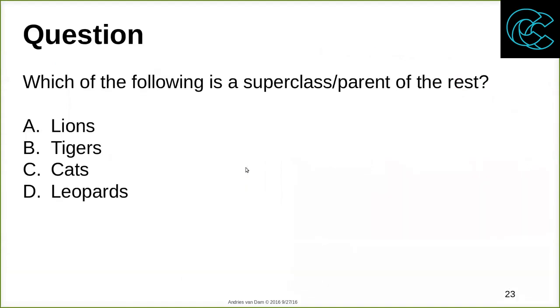So shall I move on? Okay, there are a couple of questions for you. Now there are four classes, let's say lion, tiger, cat, and leopard. If you have to make one of these classes the parent for the other classes, which one would you choose? Cat. Yes, that's right. You end up choosing cat because that is the common characteristic among the other three. Lion is a cat, tiger is a cat, leopard is a cat, so you have this is-a relationship. That's why you make cat the superclass and the rest of them subclasses of cat.